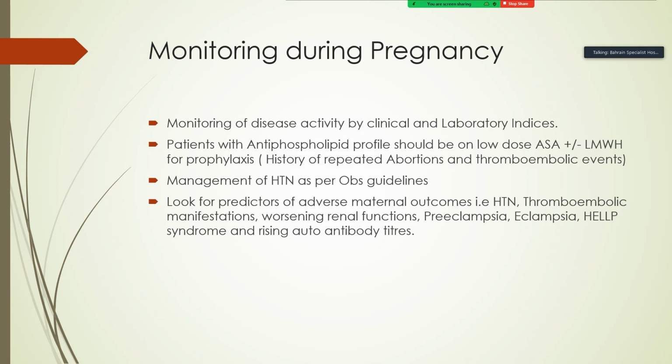Then during pregnancy, the monitoring should be done, and it should be with the clinical and laboratory indices. If a patient is having antiphospholipid profile positivity, then straight away she should be started on low dose aspirin with low molecular weight heparin. Then if she has hypertension, that should be managed as per OBS guideline. And we should look for the adverse maternal outcomes. The predictors we should look for are hypertension, thromboembolic manifestations, worsening of renal functions during pregnancy, presence of preeclampsia, eclampsia, HELLP syndrome, or if the autoantibody titers are rising during pregnancy.